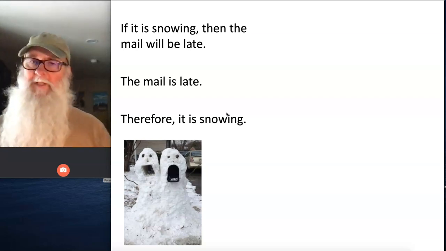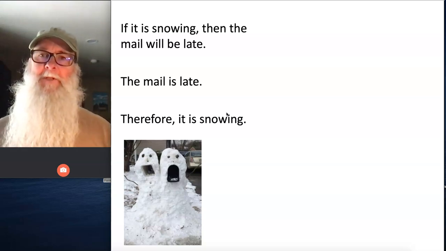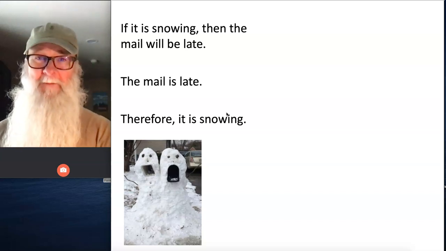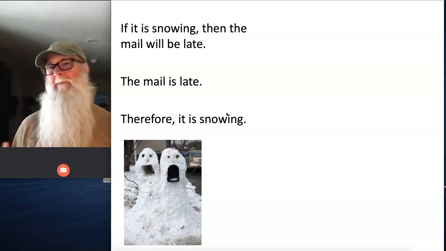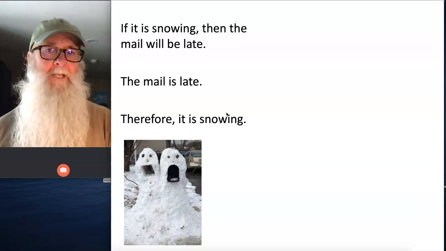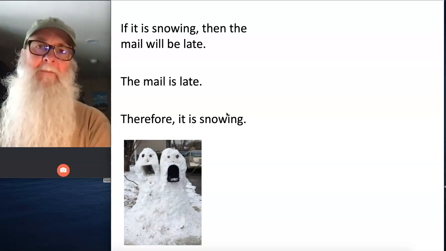Okay, so the question for us is this. Let's assume that the two premise statements are true. Can we imagine any set of circumstances in which the conclusion could be false? And with this argument, it seems pretty easy to imagine a set of circumstances that would cause the conclusion statement to be false even while we're accepting the premise statements as true.